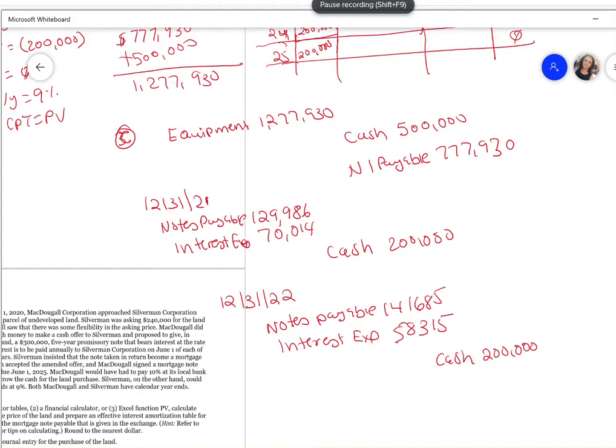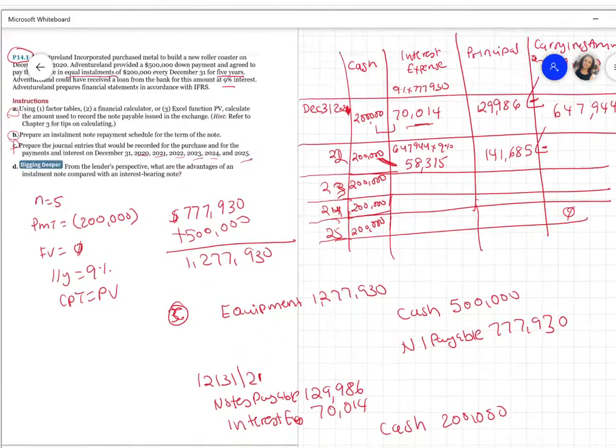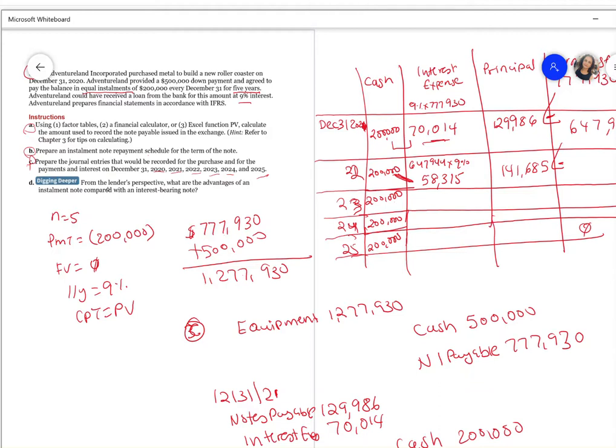table. Now the next question is asking us to do a digging deeper from the lender perspective. What are the advantages of an installment note compared to an interest bearing note? When you have an installment note and an interest bearing note, you're paying interest on both, but when you have an installment note, it reduces the risk of collection for the principal that is due at the end of the note.